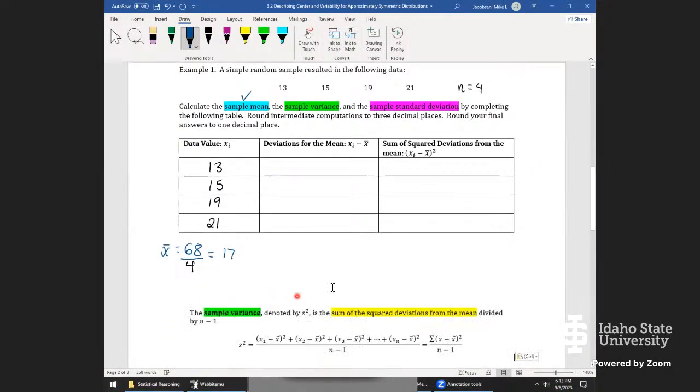I'll just post the formula here for our reference. And the variance is saying, well, if you want a sample variance, the symbol for that is S squared. And look at what it tells us we need to do. We need to go to every observation.